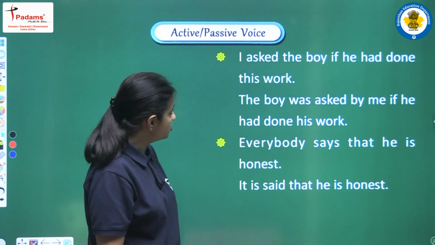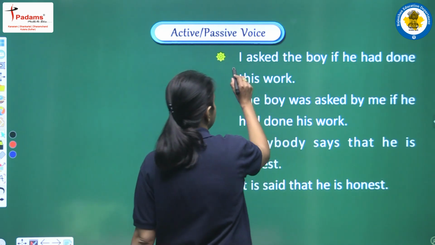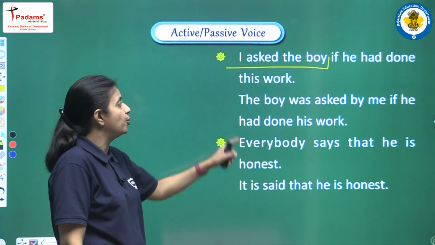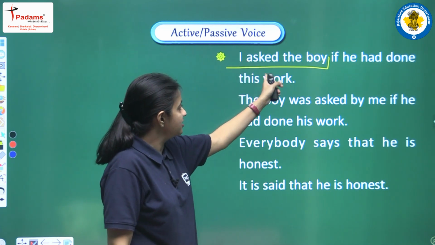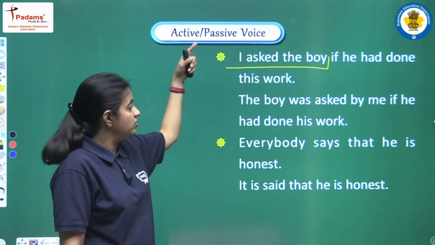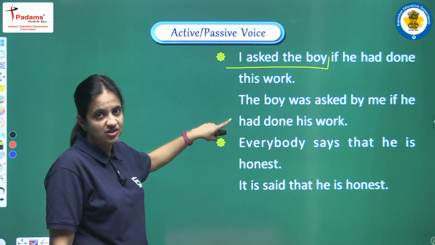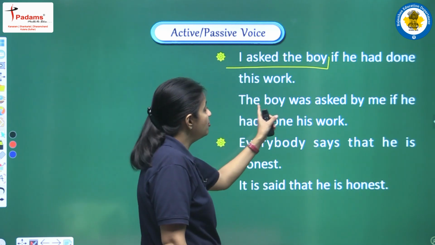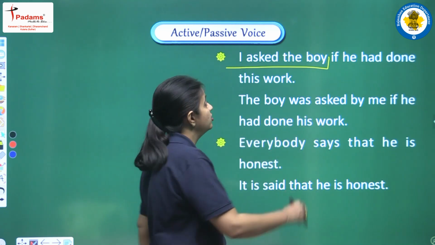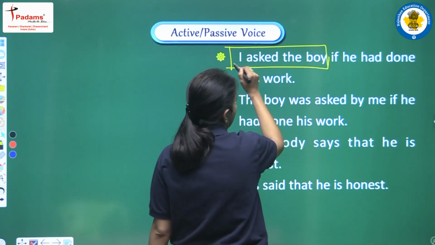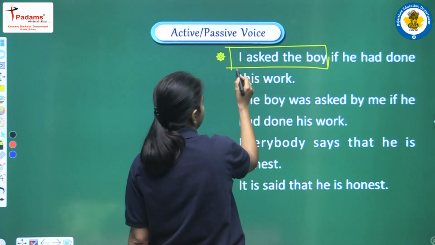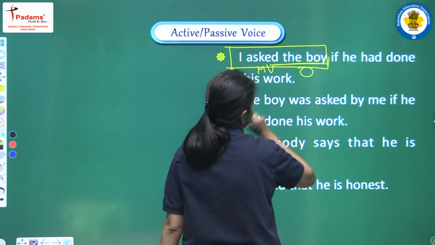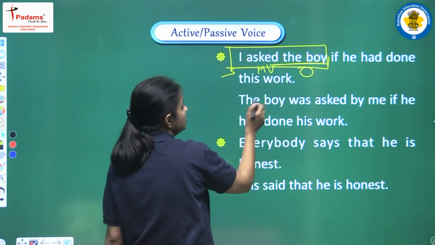So in this sentence also two clauses are here. The first one is I asked the boy. Second is he had done this work. So in this sentence, I asked the boy is the main clause. So now when we are converting this sentence into passive voice, we have to convert only the main clause. So we have to write this sentence, the boy was asked by me, because we are converting I asked the boy. In this clause, I is the subject, asked is the main verb, and the boy is the object. So जब हम इतने पार्ट को कन्वर्ट कर रहे हैं तो सबसे पहले हम क्या लिखेंगे?